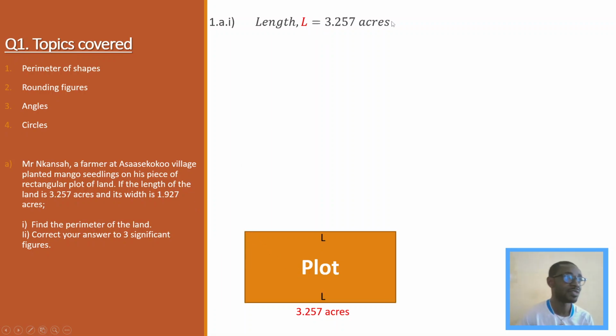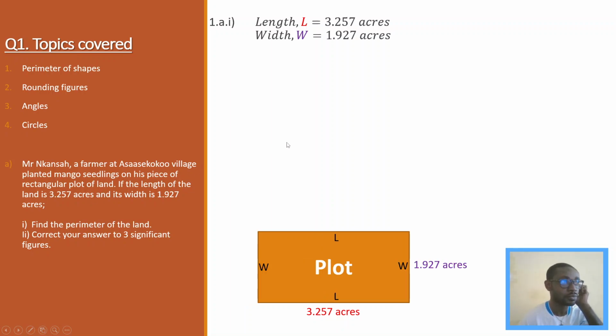So like we've learnt in class, anytime we are given a word problem, we have to get our data first from the word problem. So you can state your length L is equal to 3.257 acres. That is what we have in the question here. The length of the land is 3.257 acres. All right, so let's go on.